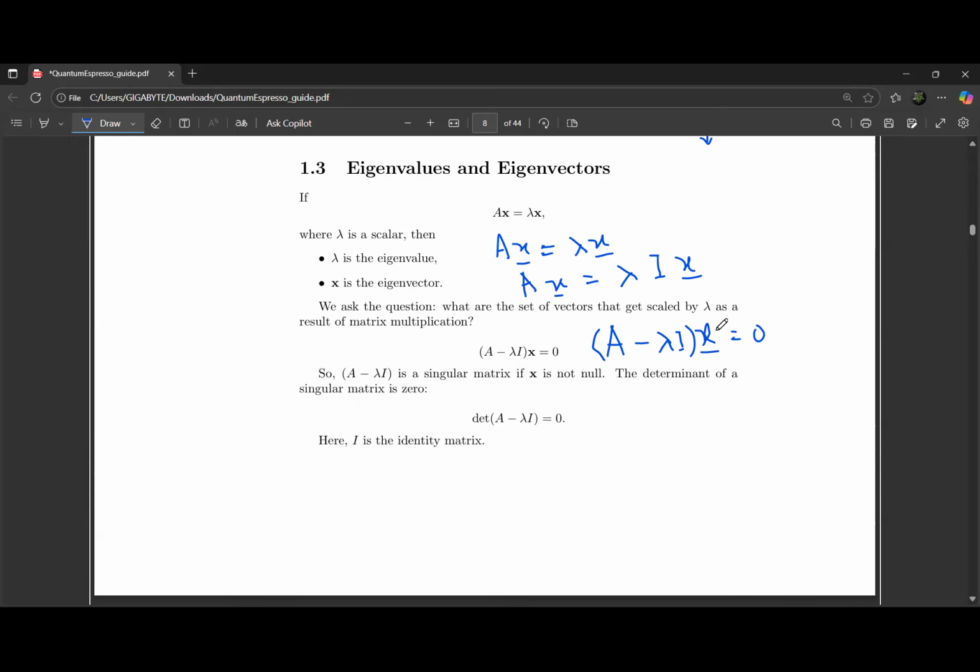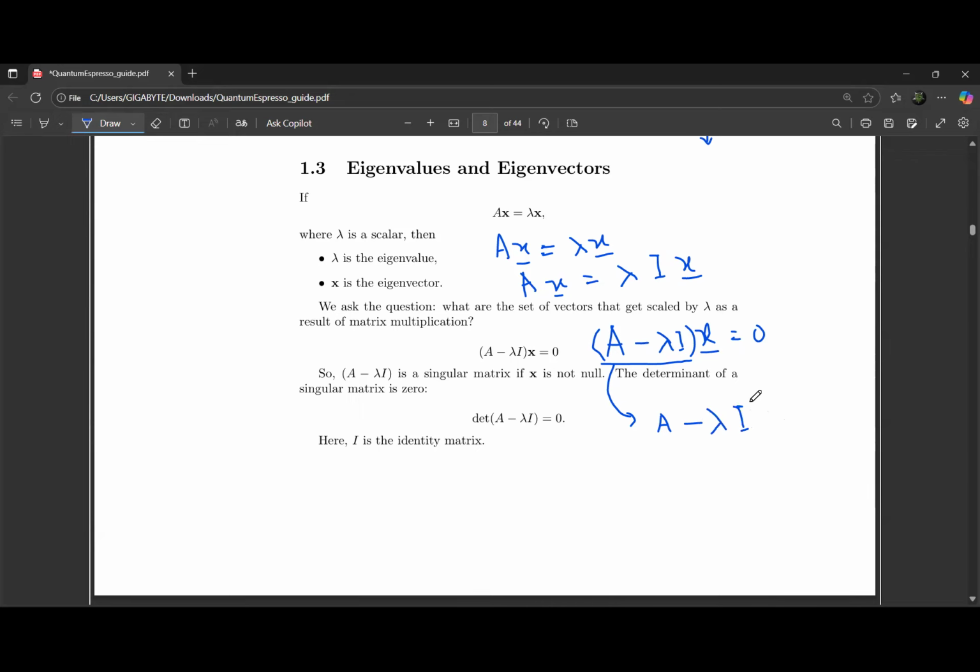which equals 0. Here x can be or cannot be 0. Since it's a vector, we cannot just say the value of x is 0. So the coefficient here must be a singular matrix. And here, why I have taken the identity out of x is because x was a vector and we cannot just subtract a vector from a matrix. So we have taken the I out. And we can come to the decision that this should be a singular matrix for the whole thing to be 0. So we can write it like A minus lambda I.